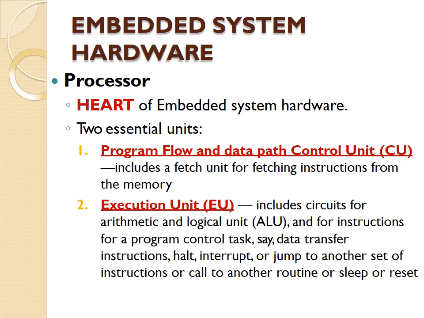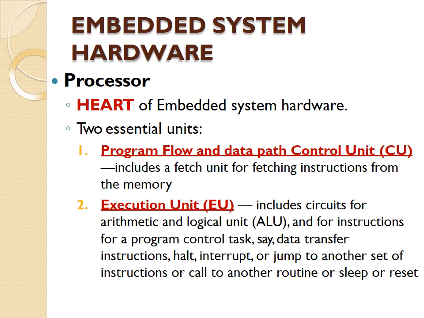So the embedded system hardware, first component, processor. Every embedded system has a processor. It's called the heart of the embedded system. There are two units: the program flow and data path control unit, and the execution unit. The program flow and data path control unit includes a fetch unit for fetching the instructions, and the execution unit performs arithmetic logic functions, instructions, program control tasks, transfer instructions, interrupt, and other routines. So there are two important units of a processor.